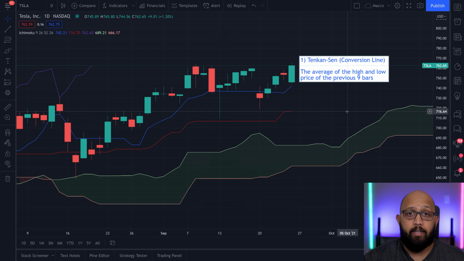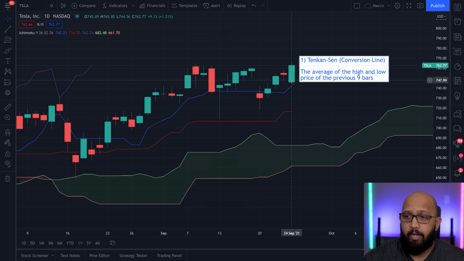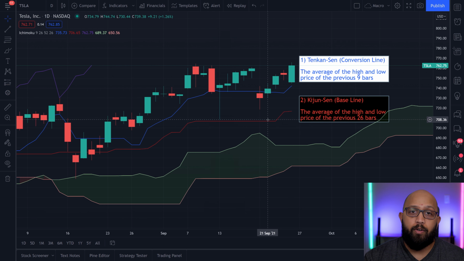This blue line is the Tenkan Sen. It's also known as the conversion line, and it's the average of the high and low price of the previous 9 bars. And this can be used on any time frame, daily, weekly, 15-minute, 30-minute, any time frame. The second line is the Kijun Sen, or the baseline, and this is the average of the high and low price of the previous 26 bars.